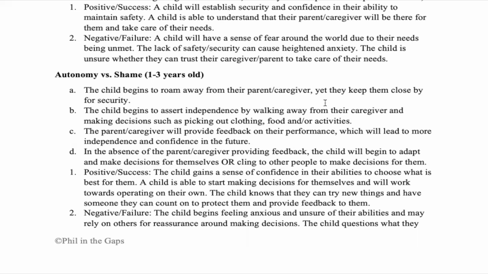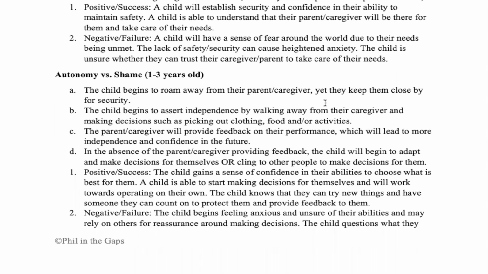On the other side, this is where the child begins to assert independence by walking away from their caregiver and making decisions such as picking out clothing, food, and or activities. So this is where ideally the parent and or caregiver will provide feedback on the child's performance, which will lead to more independence and confidence in the future. So if a child is able to trust their parent and or caregiver, they do a project or a drawing or whatever, and they show it to the parent, and the parent says, yay, that's really great. You're really awesome. The child is going to gain confidence that they can do things and that they're good in some way, shape, or form.